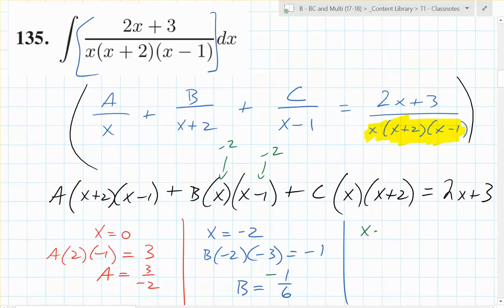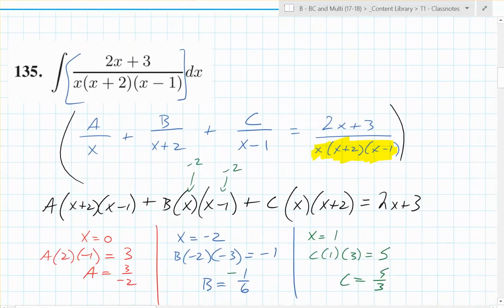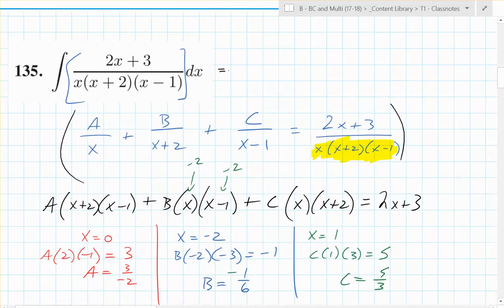So what do I plug in now? X equals what? Positive 1. If I plug in 1, what do I end up with? C times 1 times 3 is equal to 5. So C is equal to 5/3. So now, can we rewrite this integral right here? Sure can. How many integrals do I have? 3 of them. I'm going to factor it out as well.